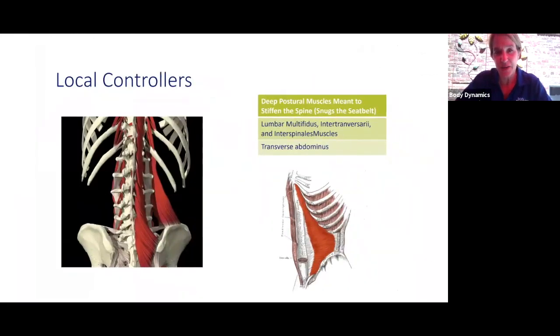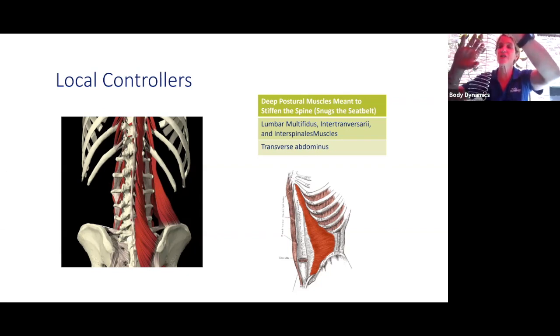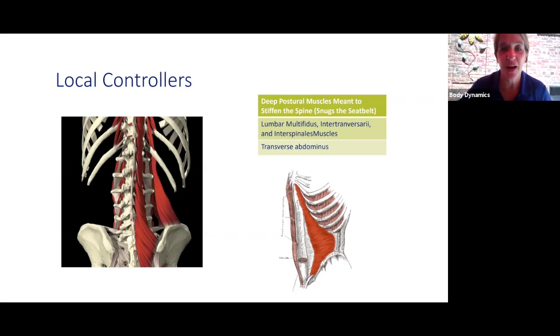So the next step is what's called the local controllers, and really what I call these are the muscles that snug the seat belt. These are the deep postural muscles that, when we exercise them correctly, are going to start to close the gap between each slinky ring and start to create what I'll call some appropriate stiffness. Okay, so let's look at those muscles.